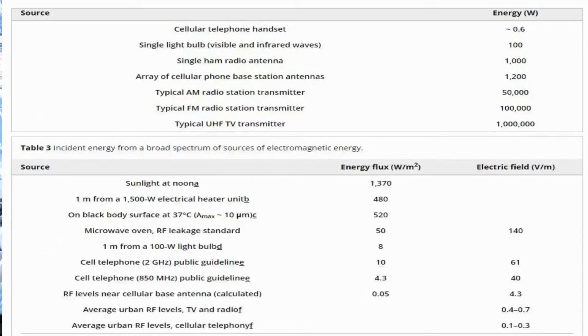Oh, if only we had a table where we could have a look at this. Oh wait, we do. So, as we can see here, an array of cellular phone base station antennas has a wattage of around 1,200 watts. An AM radio station transmitter, 50,000 watts. An FM radio station transmitter, 100,000 watts. And your typical ultra-high frequency TV transmitter, 1,000,000 watts. So don't bring watts into it, you numpty.